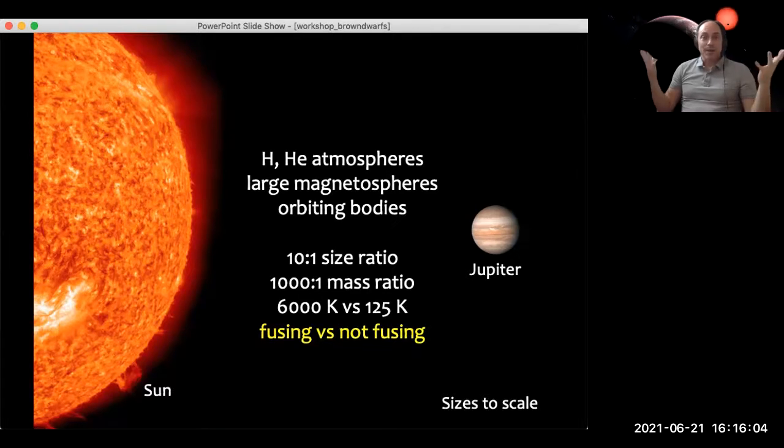So both of these objects start off with hydrogen and helium, but for some reasons we'll talk about in just a moment, the sun was able to start fusing some of that hydrogen into helium to make energy, while Jupiter has just become this very cold gas planet that is our biggest planet in the solar system, but doesn't shine like the sun does. So clearly there's something that's different about how these two objects evolved that allowed one to fuse and the other to not.